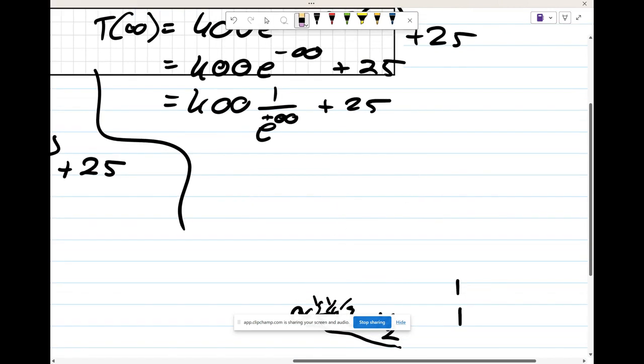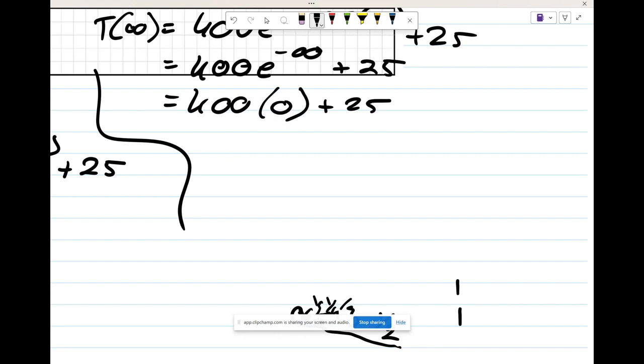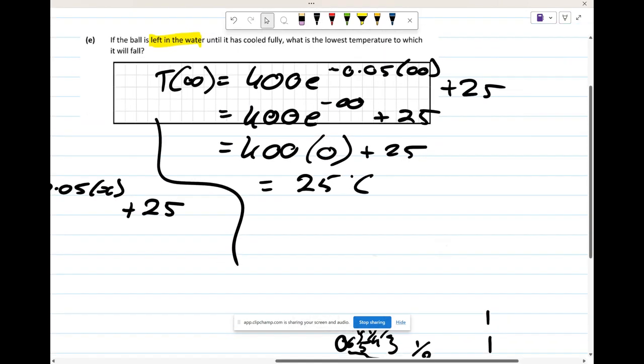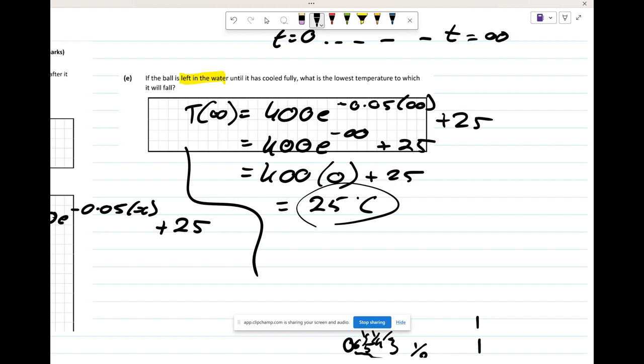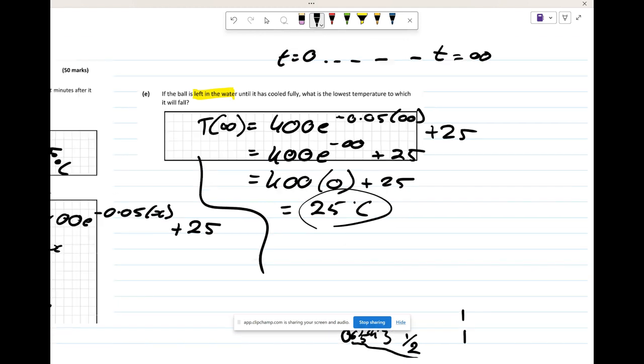And anything to the power of infinity is going to be infinity. And so if this is really, really close to 0, we can just say that it's 0. And so 400 times 0 is 0, and then we add the 25. So the lowest temperature to which it will fall if we leave the ball in there forever is going to be 25 degrees Celsius. Okay, so that is that question done.